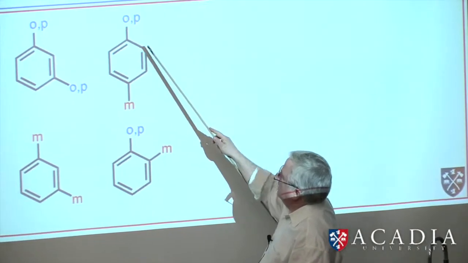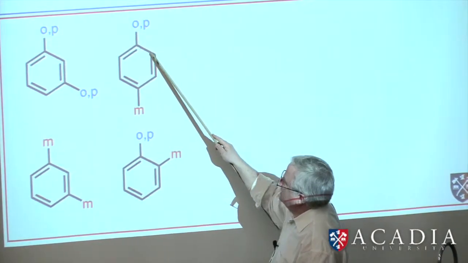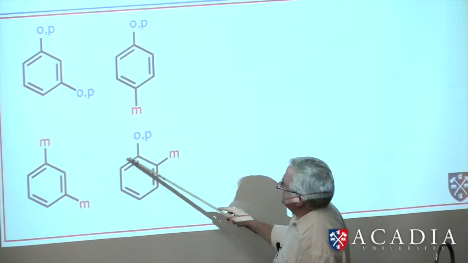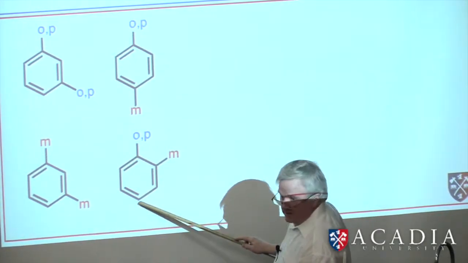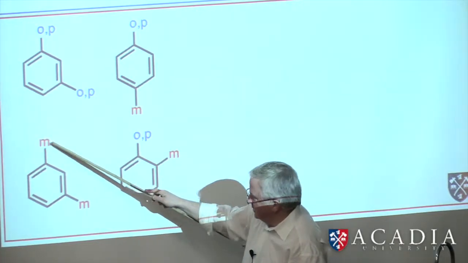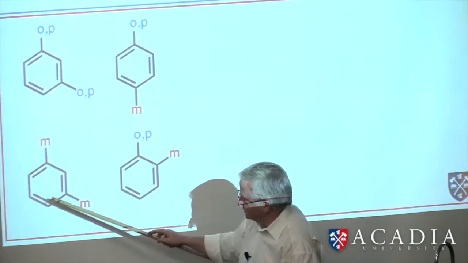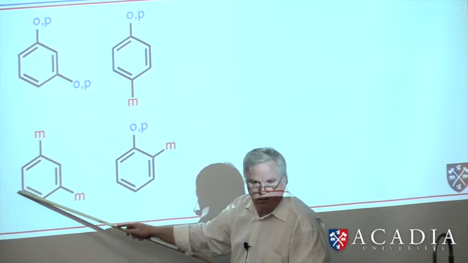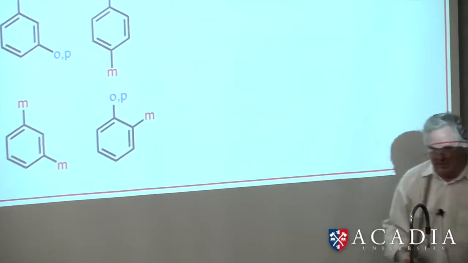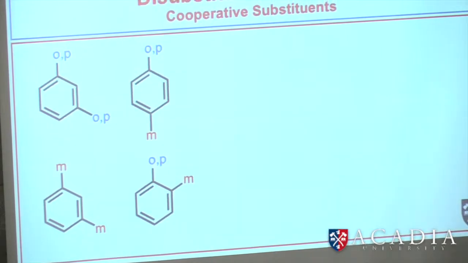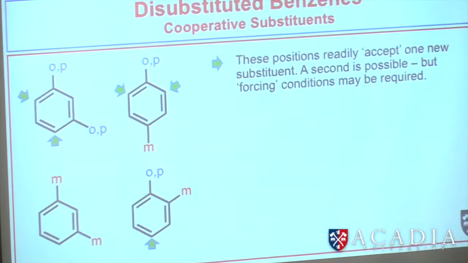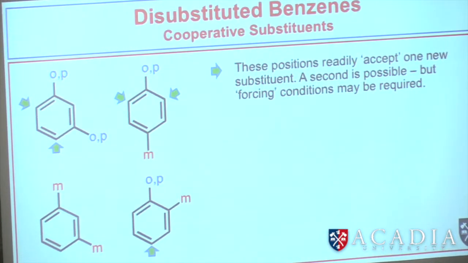In this one, they're both directing to these positions. Here, this is directing to this position and this one is also directing to this position. And here, they're both meta directors, so they're both pointing to that position. So what happens? We can imagine that some of these positions are more reactive than others, and that turns out to be the case. These positions accept one new substituent.